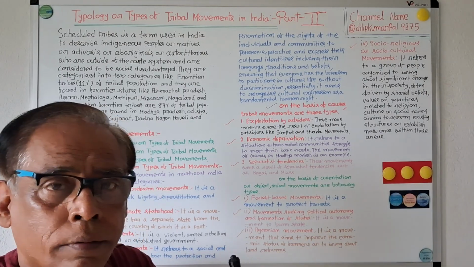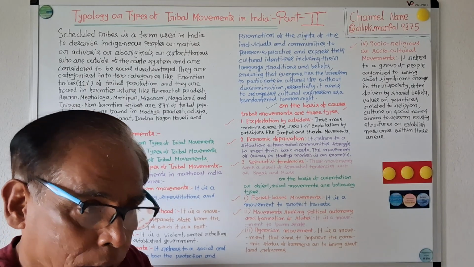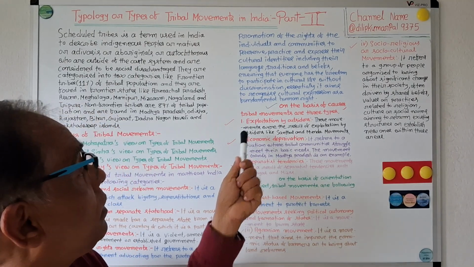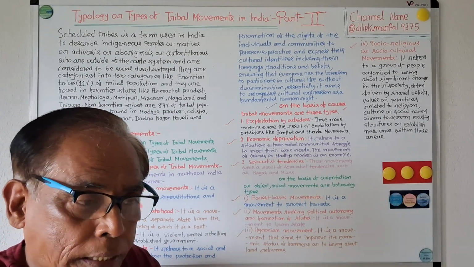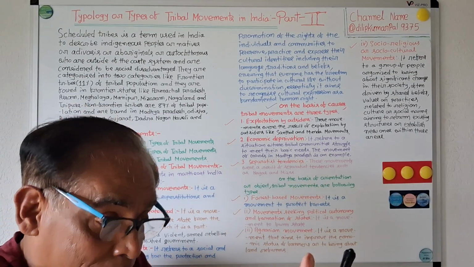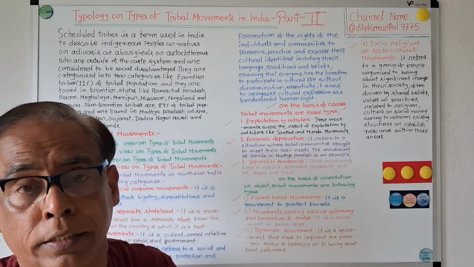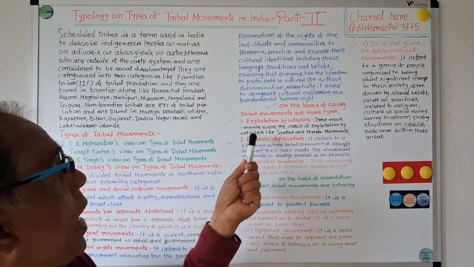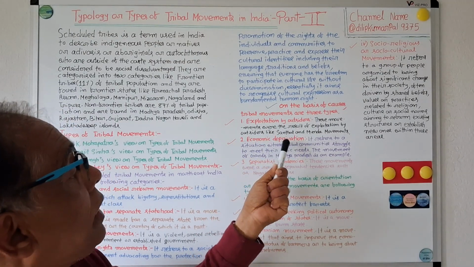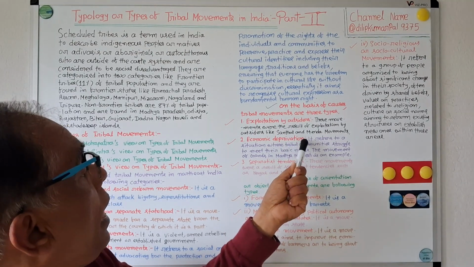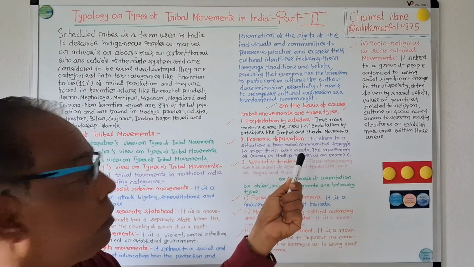Whenever there will be an attempt by the outsiders to exploit the natives, it is known as exploitation by outsiders. Whenever outsiders will try to exploit the natives, and natives will know about it, that they are being exploited by outsiders, they will make movement. It is a reason. And examples are Santhal and Munda movement. Number two, economic deprivation.